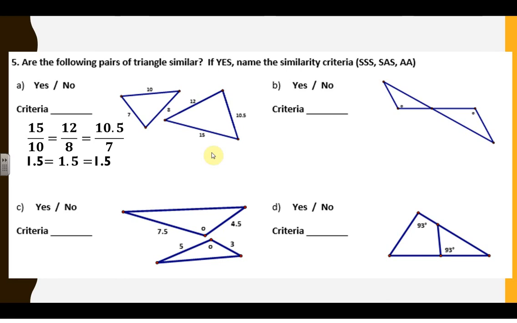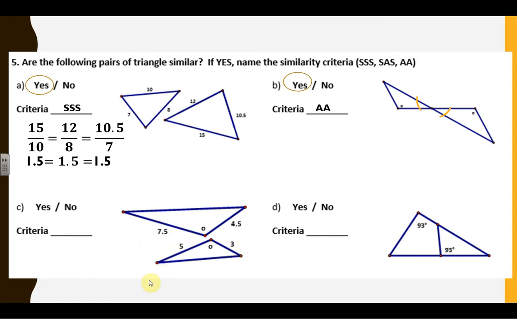And do they all equal the same? They all equal 1.5, so this is a yes because of side-side-side. And you would have to show this work. Without this work, you wouldn't be able to prove it to me. Over here, I see that these angles are the same. I also have vertical angles, so this is yes because of angle-angle. Notice there were no side lengths given at all, so that's why I knew I was looking for angle-angle.